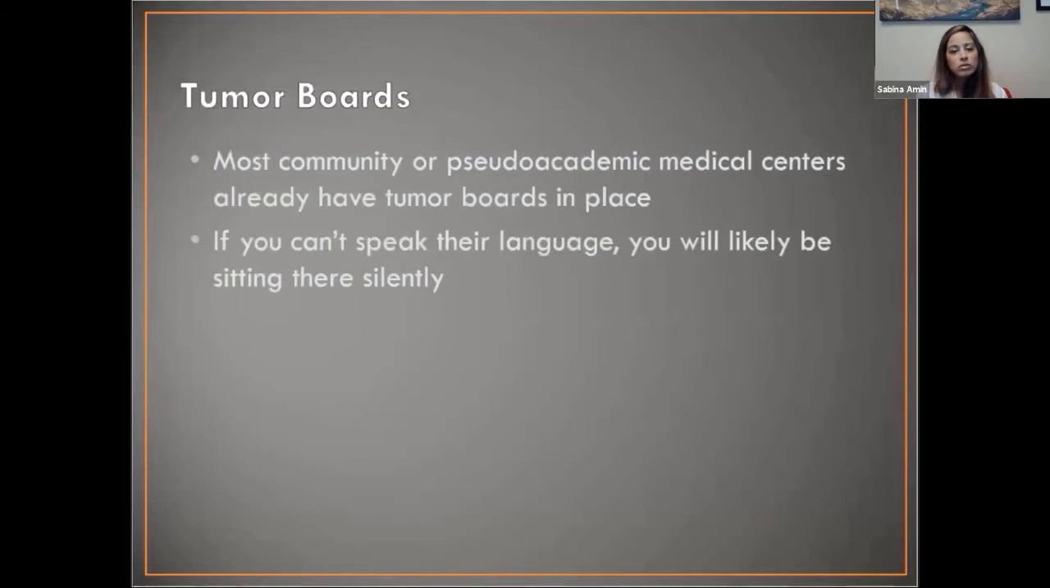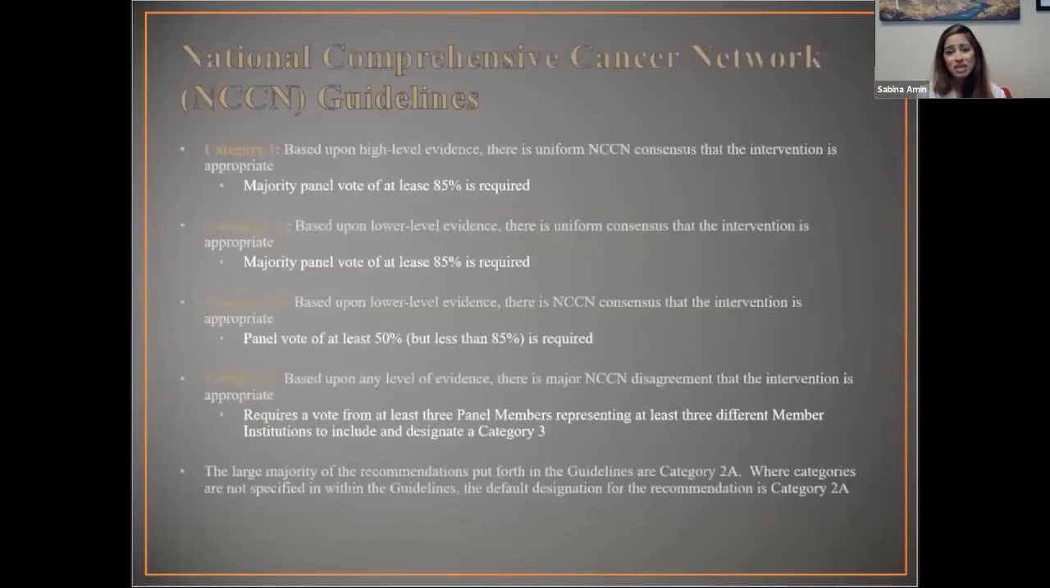Tumor boards. Most community or pseudo-academic medical centers already have a tumor board in place. But if you can't speak their language, you will likely be sitting there silently. It's crucial to understand what is and what is not in the NCCN guidelines. They are considered the authority by which nearly all medical, radiation, and surg-oncs guide their decision-making. And when you're starting to build services, it's a good idea to start building services that are already widely accepted, with sufficient evidence to be incorporated into the NCCN guidelines.